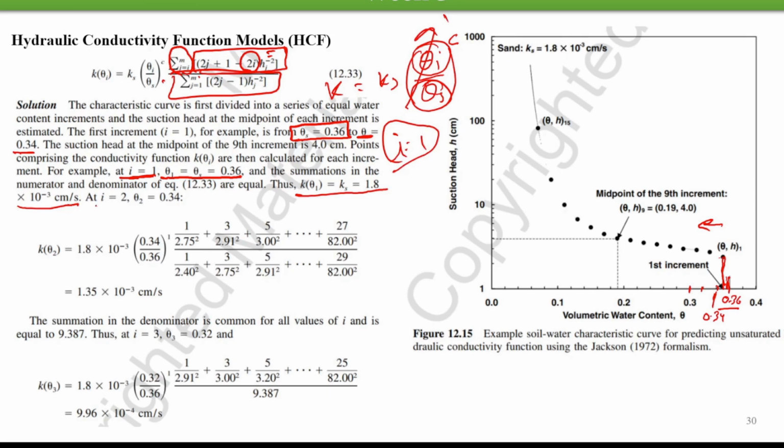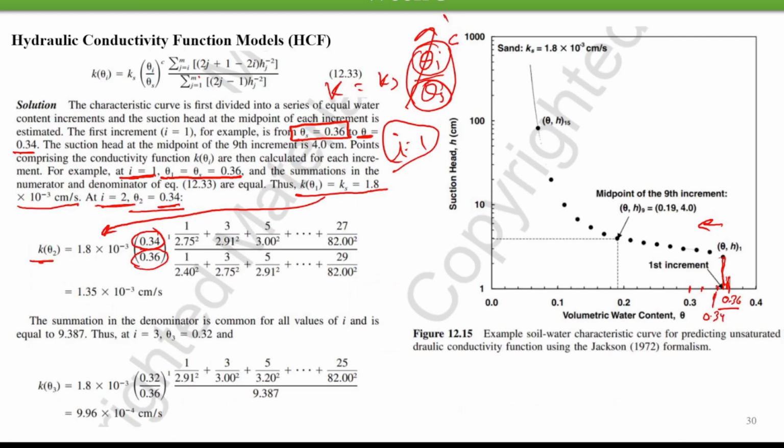Now we'll calculate for i is equal to 2. For i is equal to 2, we start from 0.34 and move to 0.32. So we'll write here k is equal to, let's erase the above part. For i is equal to 2, we'll write theta_2 is equal to 0.34, so we are starting from 0.34 and moving to 0.32. The value of Ks is going to be 1.8 into 10 to the power minus 3, multiplied by the theta_i value, which is going to be 0.34, the start of the second iteration, and the value of theta_s is going to be 0.36, the value of volumetric moisture content at saturation.